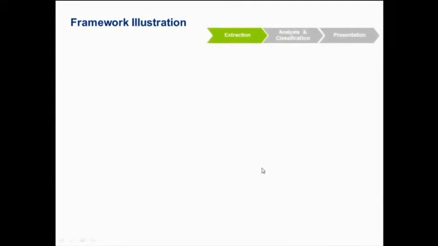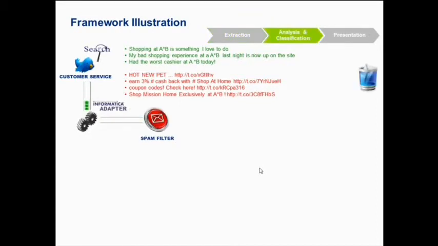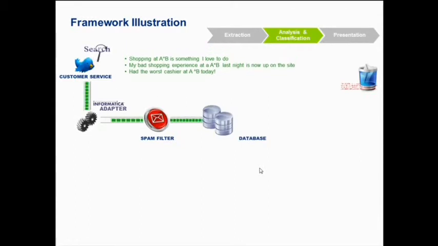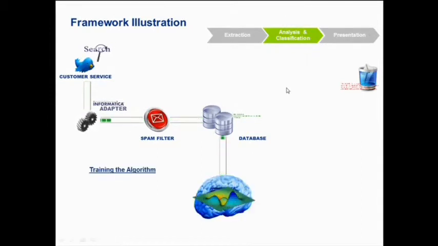The social media framework runs an extraction process that can search and collect posts on a particular topic from popular sites. The collected posts contain spam that is filtered out. Good quality posts are then moved to the database for further processing. At the next stage, posts are classified to determine their sentiments.